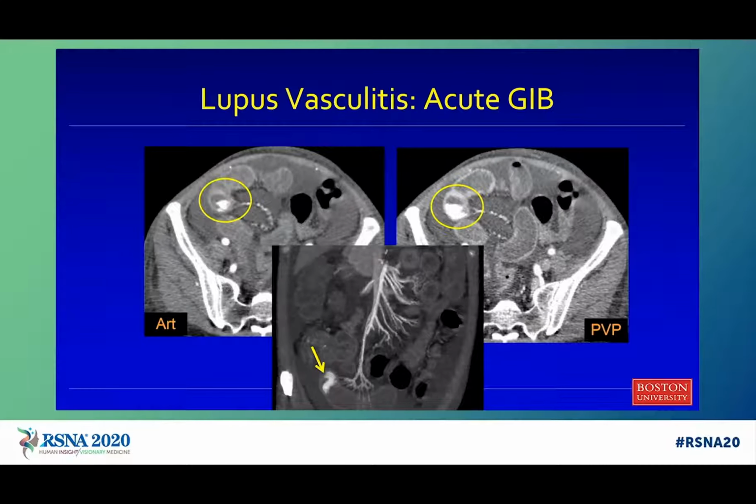An unusual case of lupus vasculitis causing acute GI bleeding, seen to best advantage on the MIP image in the coronal plane.